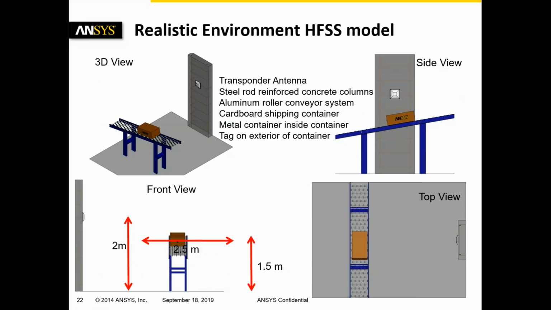So let's step back a little bit, and take a look at the realistic environment of the HFSS model. The 3D view is a box on a landing belt, I would say. So there's going to be a transponder antenna, steel rod, reinforced concrete columns, and aluminum roller, so that's an aluminum roller conveyor system. The cardboard is the cardboard shipping container, with a metal container inside the container, and there's going to be a tag on the exterior of the container. So there are the dimensions and the different views.